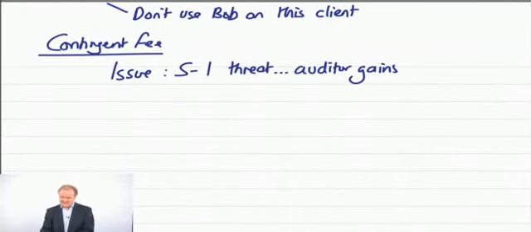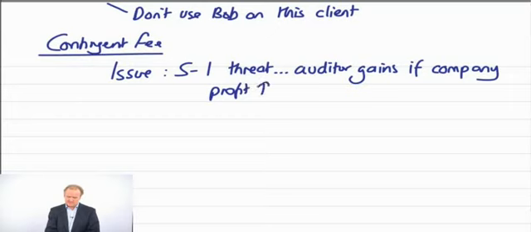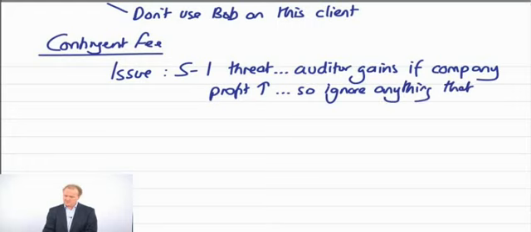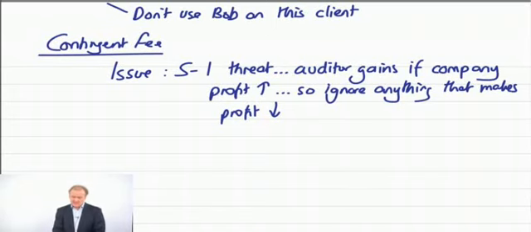The auditor gains if the company, let's assume it's tied to profit, shall we? If company profit goes up, so ignore anything that makes the profit go down. As I said, I am assuming there that by contingent they mean linking to profit. It could be linked to something else. Action.